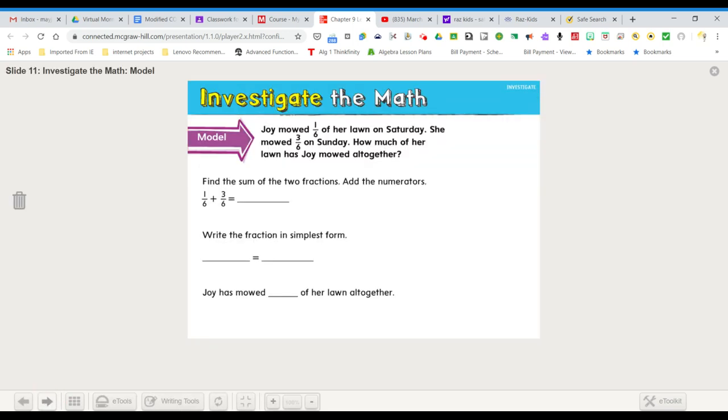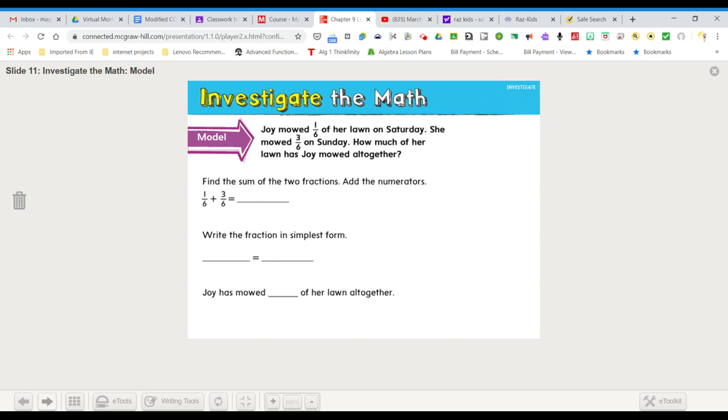So taking a look at investigating the math, it said Joy mowed 1/6 of her lawn on Saturday. She mowed 3/6 on Sunday. How much of her lawn has Joy mowed altogether? I'm thinking that Joy either has a really large lawn or maybe she got interrupted by rain or something because she's not done yet. So it says to find the sum of the two fractions, you add the numerators.